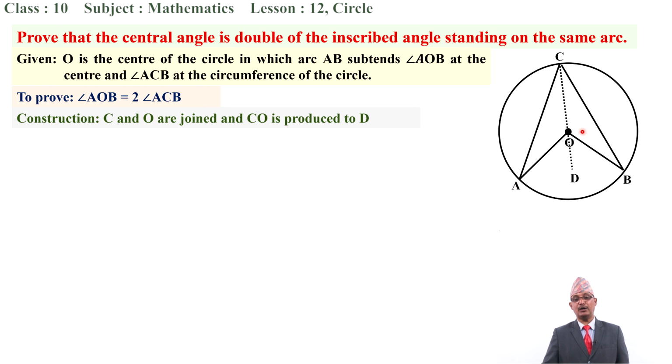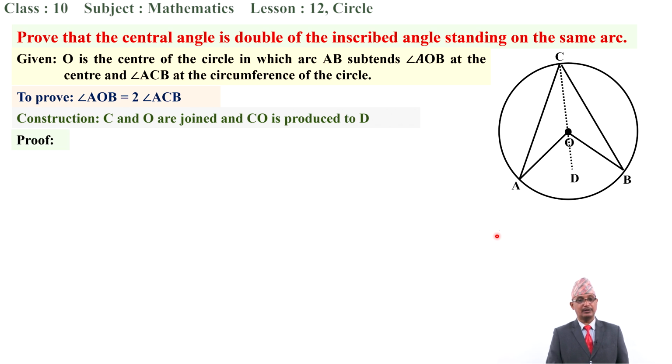That is, angle AOD equals angle OAC plus angle OCA. Similarly, for triangle BOC also, side CO is produced to D. So for triangle BOC, BOD is the exterior angle, and the exterior angle equals the sum of the opposite two interior angles, that is, angle OBC plus angle OCB. In this way, we can express the central angle in terms of the inscribed angle. That's why we have done this type of construction. Now move to the proof.